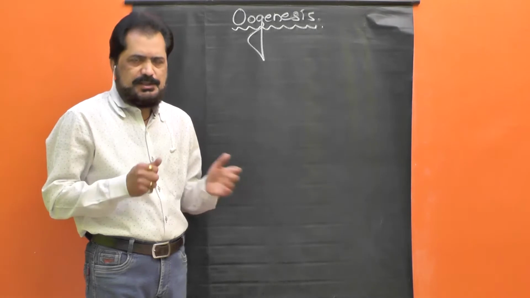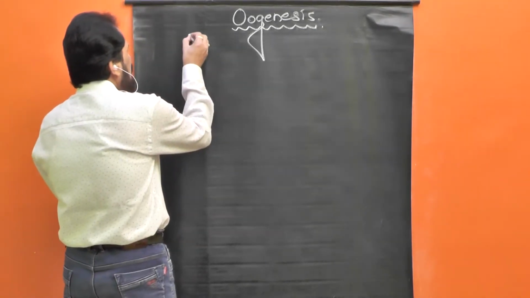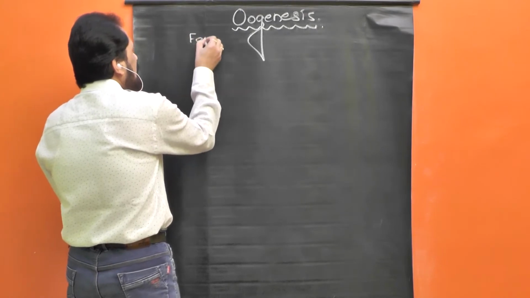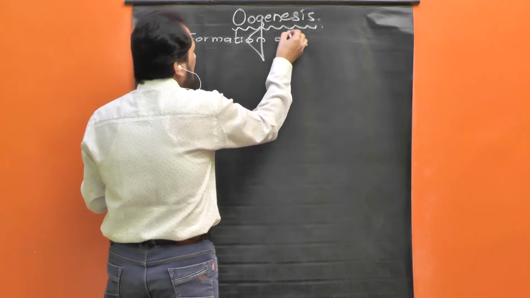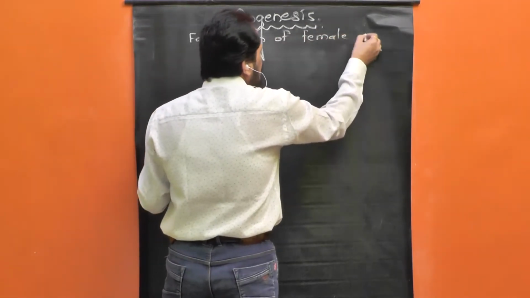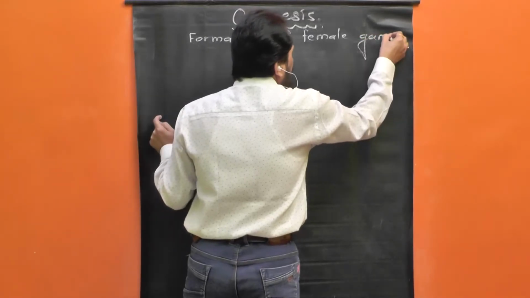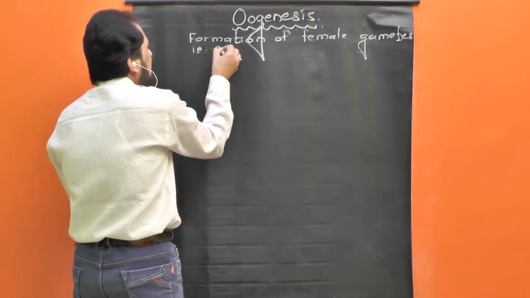So the meaning is very simple. Oogenesis is nothing but the process of formation of female gametes, that is ova or egg cells.